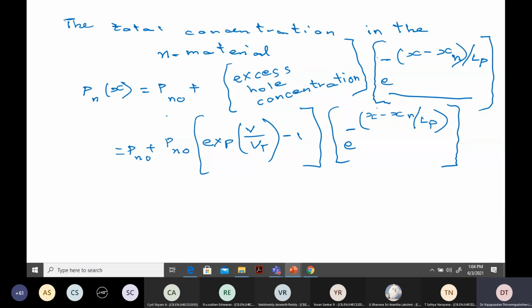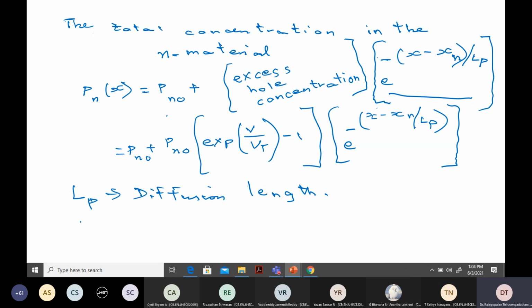Now that is one point. Now what is LP? LP is the diffusion length. The term LP here is the diffusion length. What does that tell you? If the diffusion length LP is larger, then this exponent term will be much smaller, so the decay will be slower.